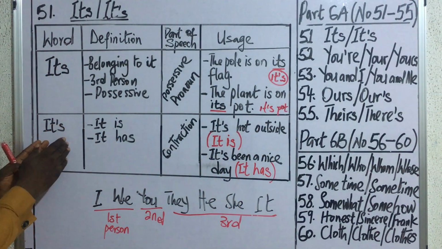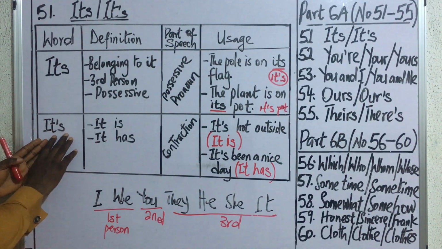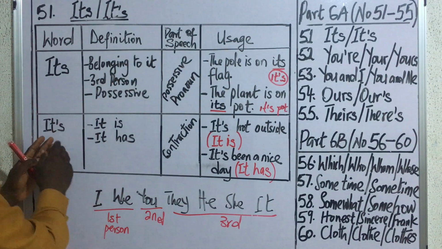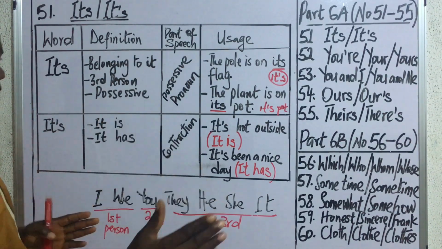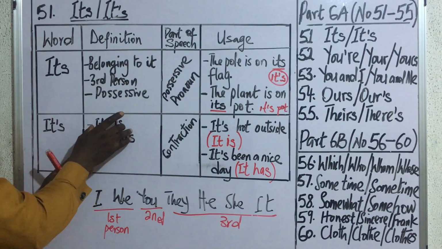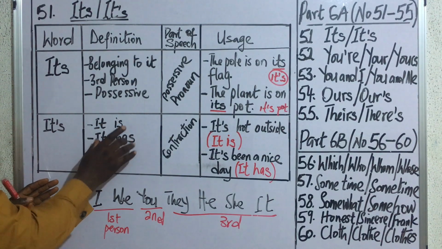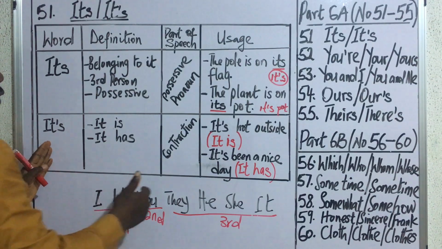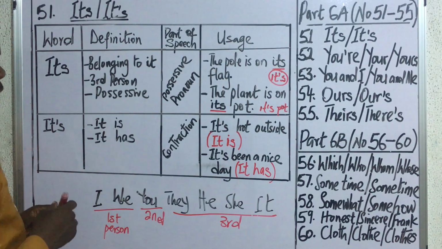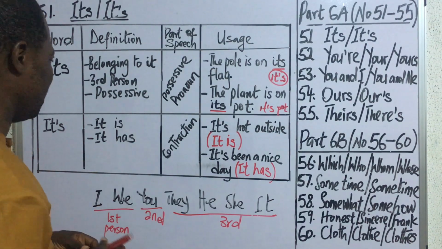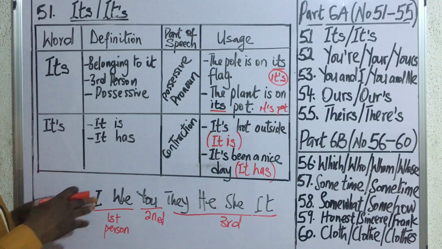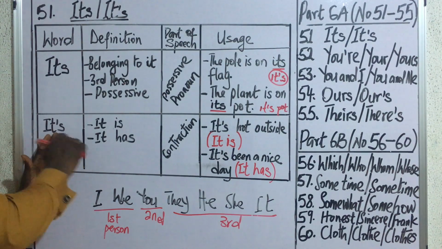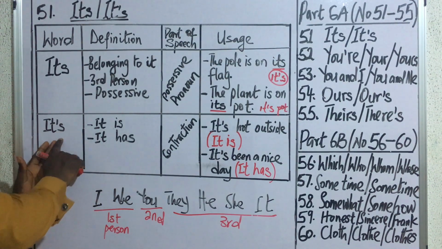So in our second word here, we have it's, that is the one with an apostrophe. What's the meaning of this word? It means two things actually. The first one is it is, and the second one is it has. So what part of speech does this word belong to? It is a contraction. And what's the meaning of a contraction? That is two words that have been brought together to form one word by the use of an apostrophe. So instead of saying it is, you now say it's.